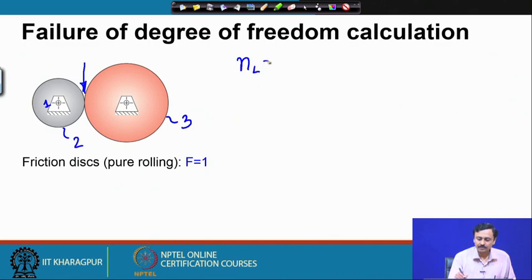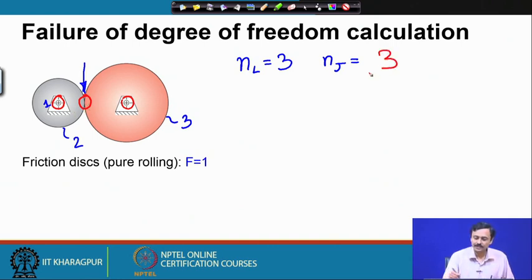So, number of links is 3. Number of joints. So, here I have two revolutes, and here it is like a lower pair contact, but this has only rolling because of infinite friction. So, because of friction, this lower pair has 1 degree of freedom. This is one kinematic pair.